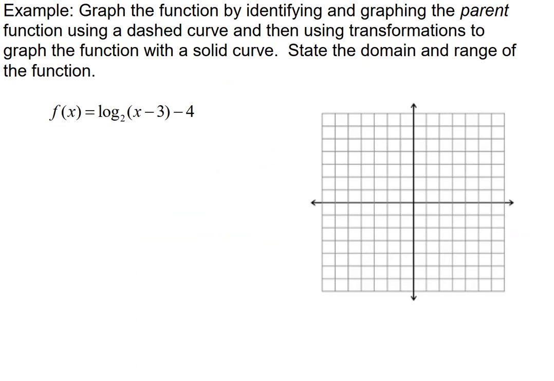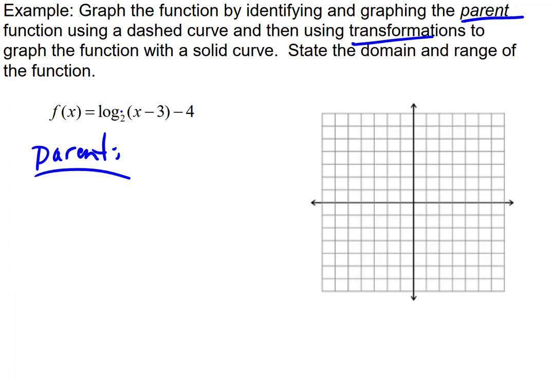Let's consider an example where we want to graph the function by identifying and graphing the parent function using a dashed curve, and then use transformations to graph the function with a solid curve. We also want to state the domain and range of the function. This first example reads f of x equals log base 2 of (x minus 3) minus 4. So let's identify several things, including what the parent would be for this function.